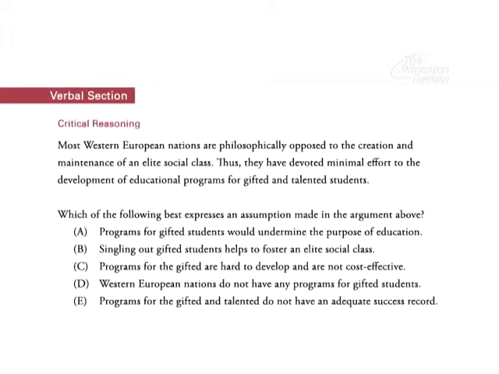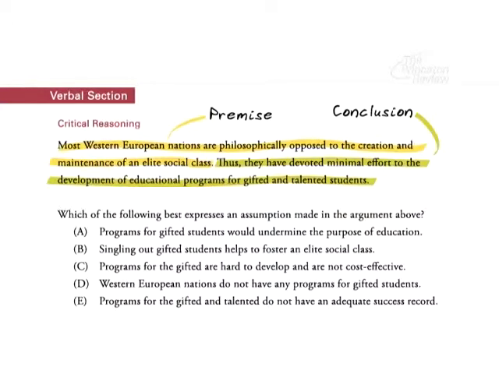So the first thing we have to figure out is what is the conclusion of the argument. In this case, we have the word thus as a cue for the conclusion, and we can figure out that it's they have devoted minimal effort to the development of educational programs for gifted and talented students. Okay, so what's the support for that? What's the evidence that the author gives? In this case, it's most Western European nations are philosophically opposed to the creation and maintenance of an elite social class. So what the heck do programs for gifted and talented students have to do with an elite social class?